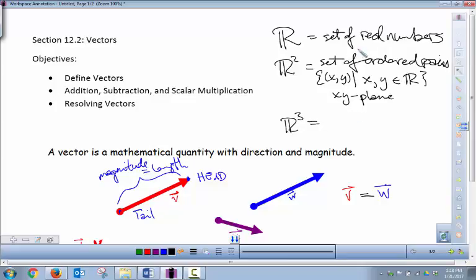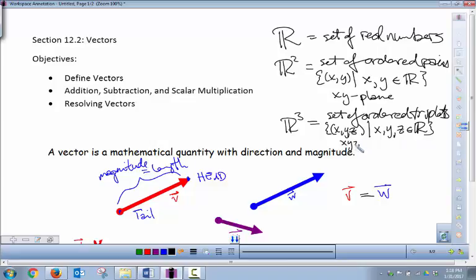So we can rewrite everything over here, except instead of saying ordered pairs, we can say ordered triplets. Or in set notation, it's instead of x and y, it's x, y, and z, such that all these values of x, y, and z are real numbers, or the x, y, z space.